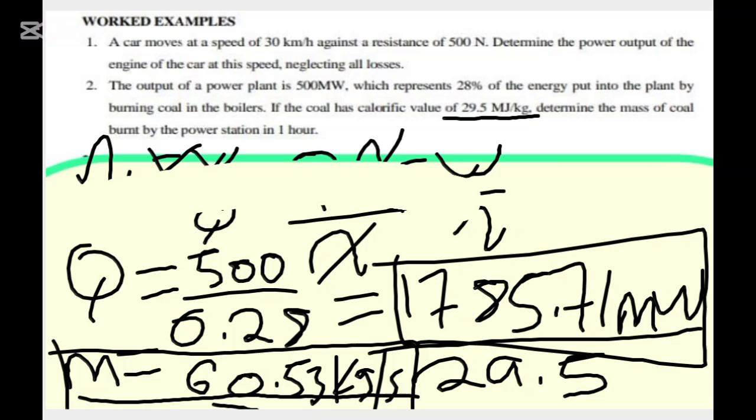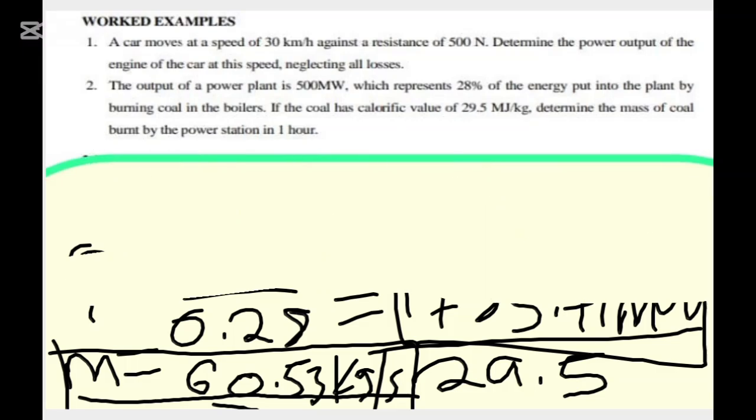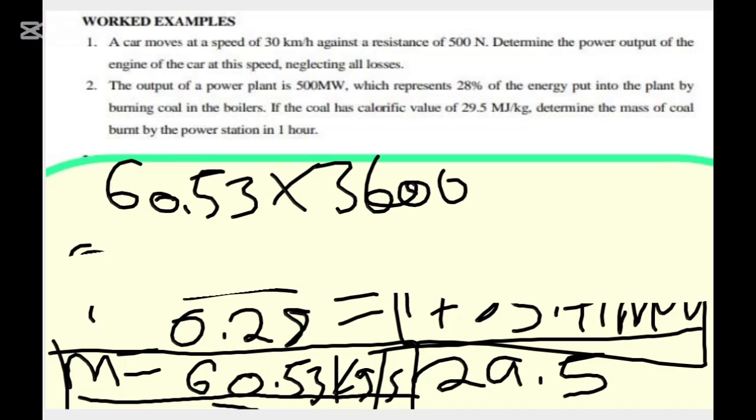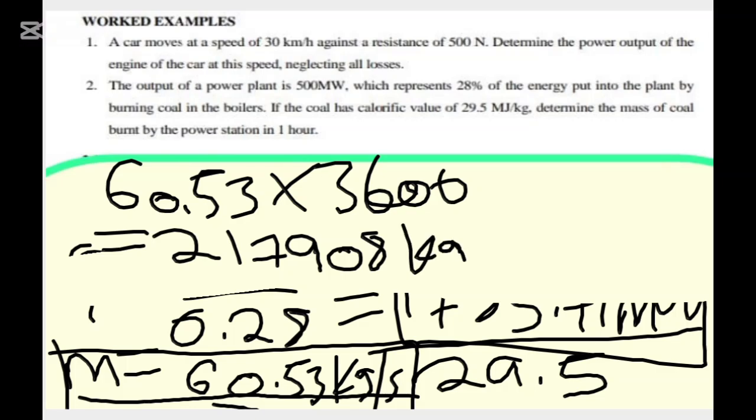But I need some space. So I have to say the 60.53, I have to multiply it by 3600. So this should now be equal to 217,908 kg per hour.